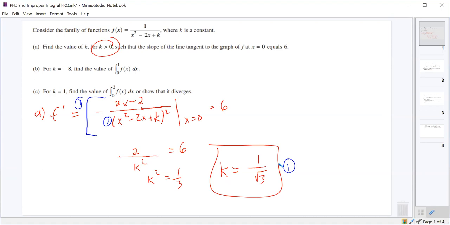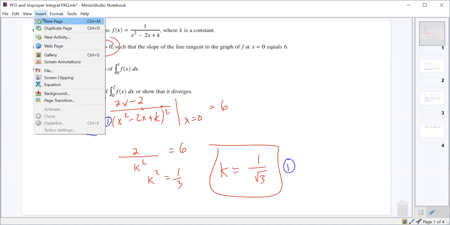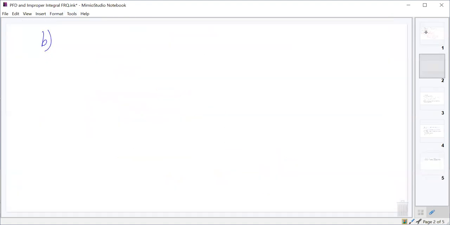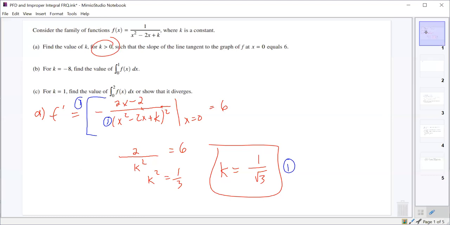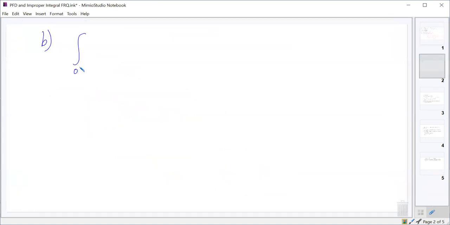I hope. Okay. Part B was also worth 3 points. So for part B, they're saying for k equals -8, find the integral from 0 to 1. So we are looking for the integral from 0 to 1 of 1 over x squared minus 2x minus 8 dx, right?